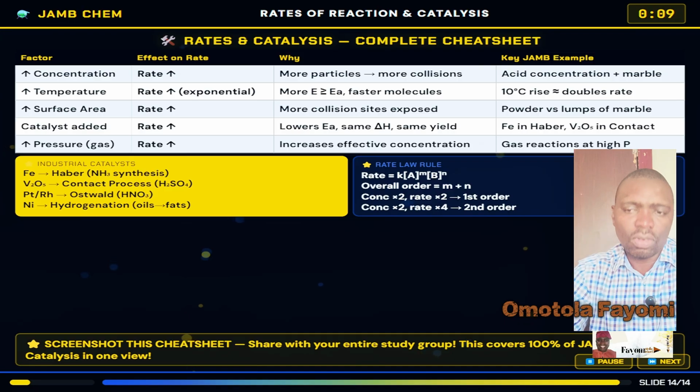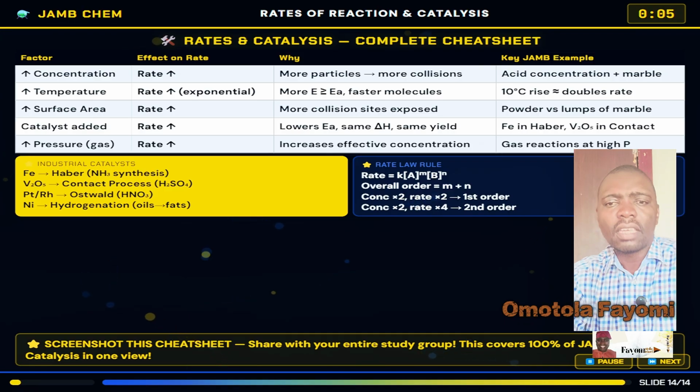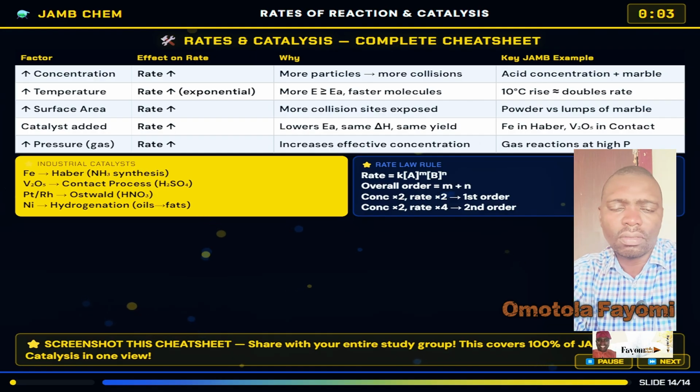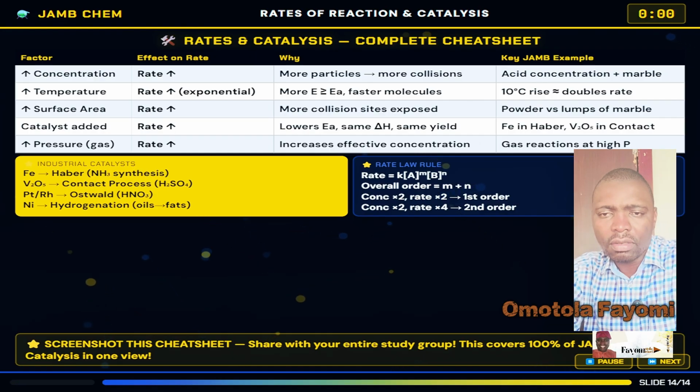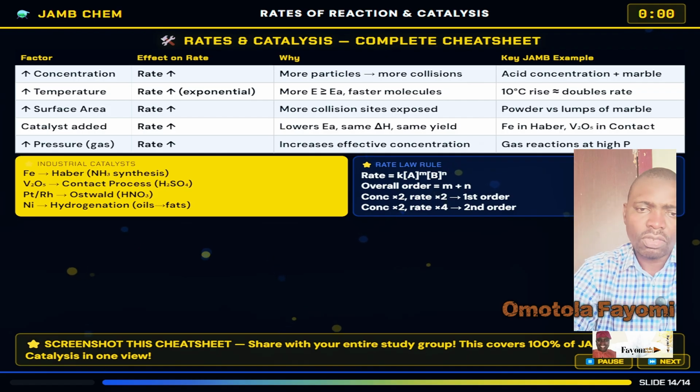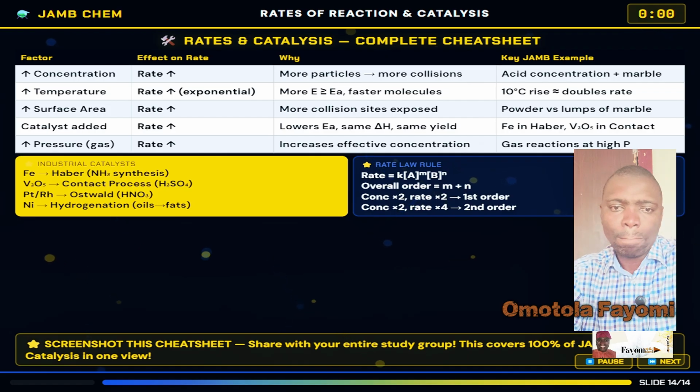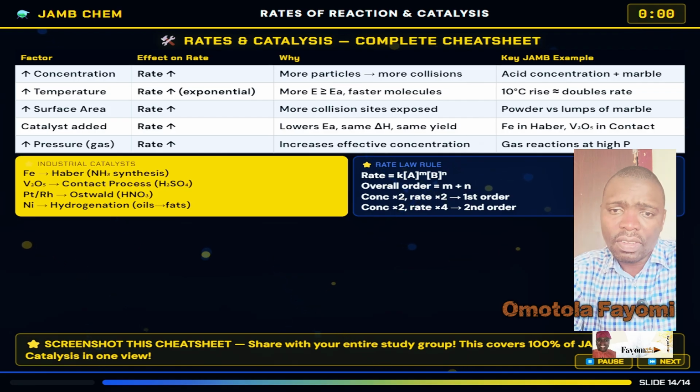Rate law: rate equals k times concentration of A to the m times concentration of B to the n. Overall order equals m plus n. Concentration doubles, rate doubles, equals first order. Concentration doubles, rate quadruples, that's second order. You have covered everything JAMB has ever tested in this topic in a few minutes, and it's incredible.